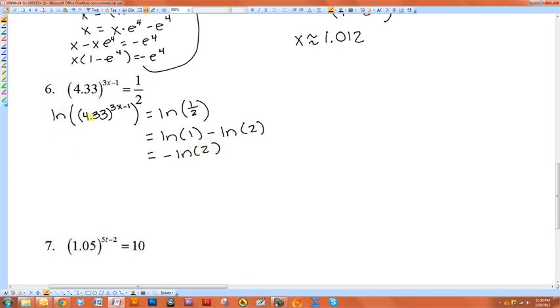Okay. Now this over here would be 3x minus 1 times the natural log of 4.33. Okay, so now I want to just divide both sides by the natural log of 4.33, so 3x minus 1 divided by the natural log of 4.33. Okay, now I add 1 to both sides. Oops, sorry.